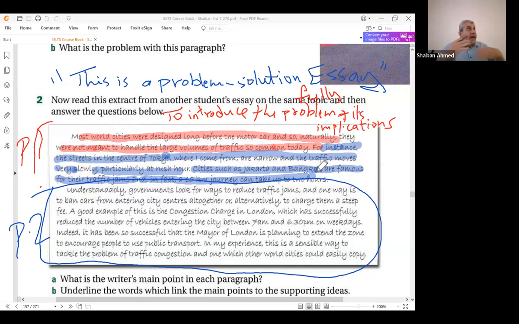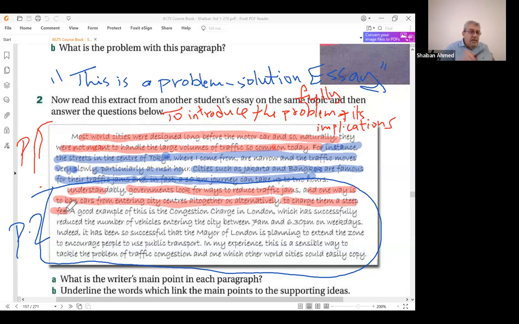This is very important. Paragraph 2 now, the solution. Explanation of the solution and the position, like the main idea, development of the main idea, then you finish with your opinion. Now, understandably, I'm going to change the color. Governments look for ways to reduce traffic jam, and one way is to ban cars from entering city centers altogether, or alternatively, to charge them a steep fee.